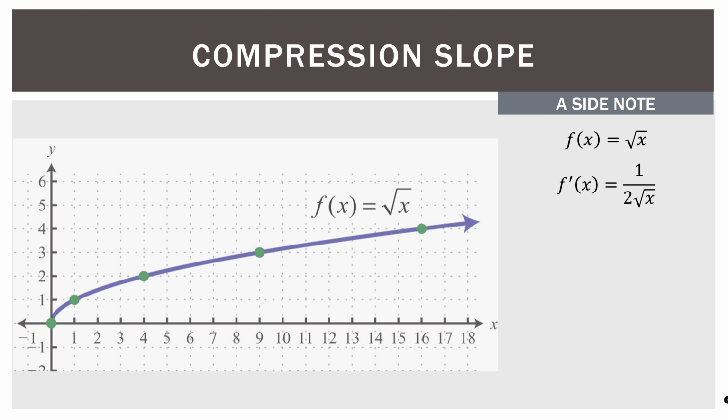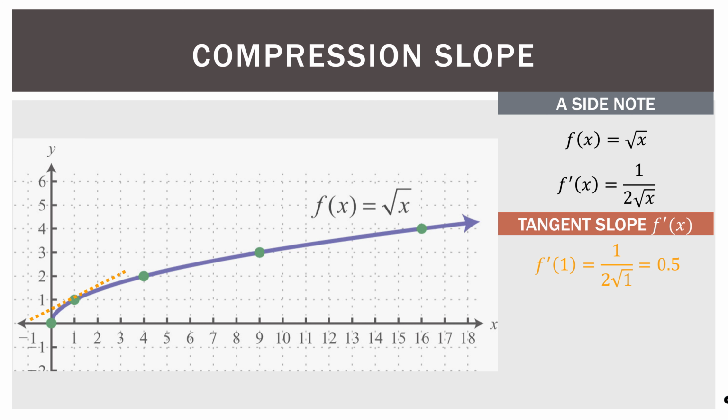So the derivative of a square root function is 1 divided by 2 times the square root of x. Easiest way to get there is just using the power rule. The first derivative is the slope of that tangent line there. So if we put the value of 1 into that derivative function, we would get a value of 0.5. And we can see that that is the slope of that orange dotted line over there on the left.